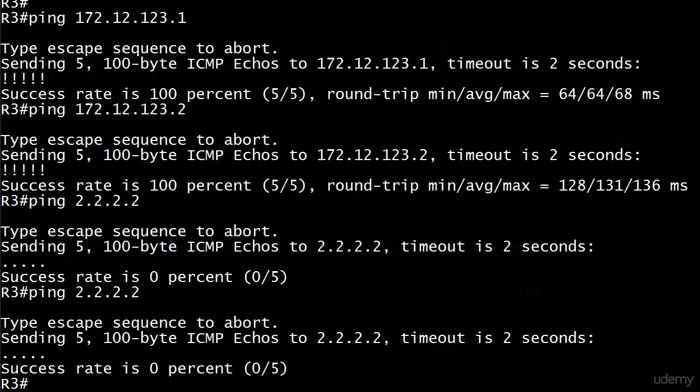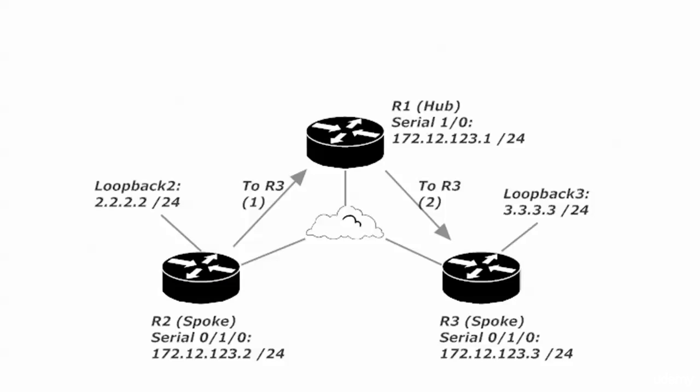So let me bring the diagram back up actually. Why could router 3 ping 172.12.123.2 on router 2, but could not ping 2.2.2.2 on the exact same router? And where exactly is the problem? You know, it's easy to assume that the problem is always on the local router, and a lot of times it is, but it could be a problem on a downstream router.